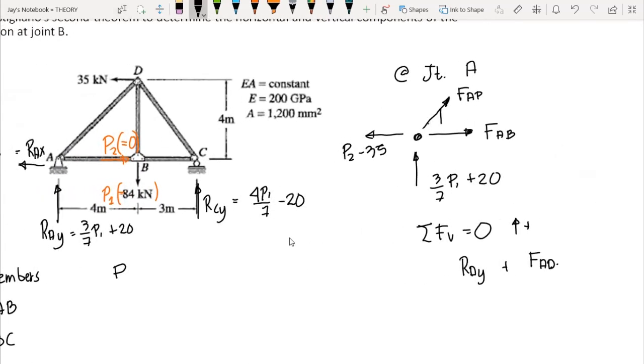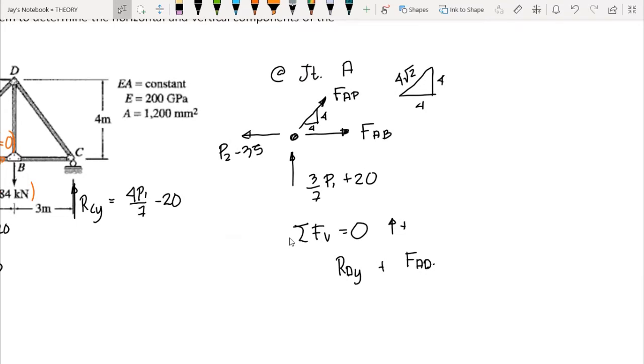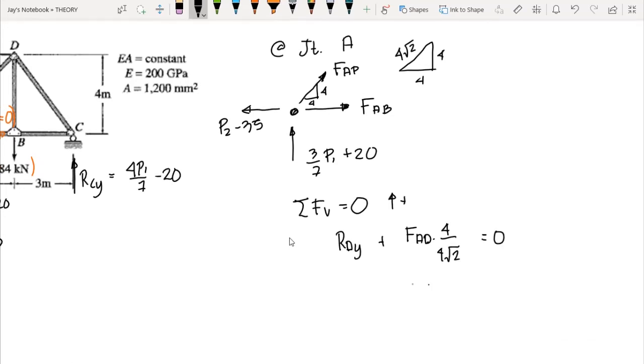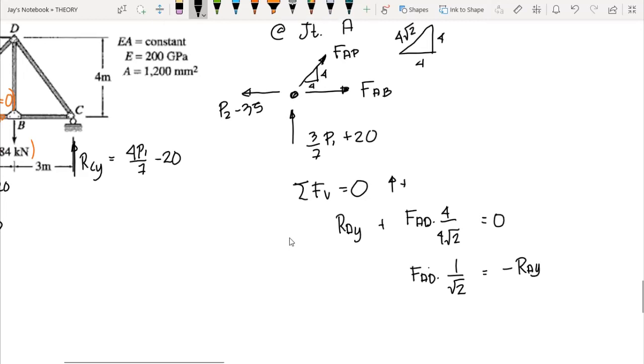Since this is 4 vertical, 4 horizontal, that means the hypotenuse is equal to 4 square root of 2. That means the vertical component should be FAD times 4 over 4 square root of 2, and this equals 0. So we have FAD times 4, we can cancel out 4, we have 1 over square root of 2, which is equal to negative RAY. And that is, we have FAD is equal to negative square root of 2 RAY.